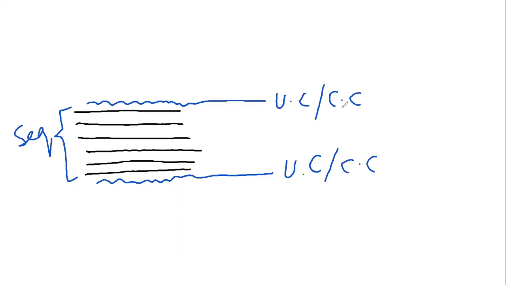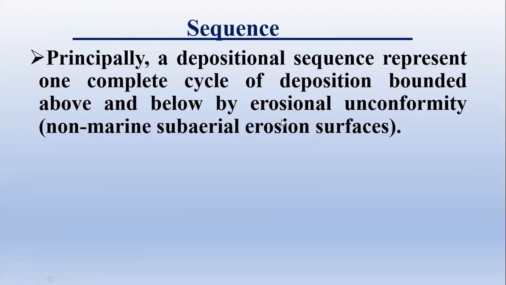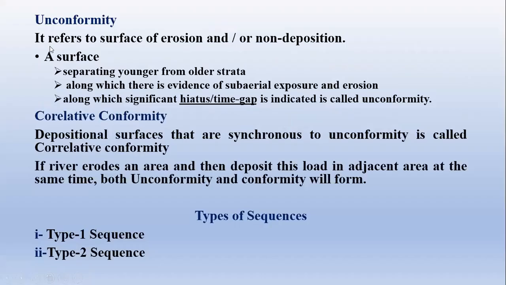Now, what is unconformity and what is its correlative conformity? First, we discuss what is unconformity. Unconformity refers to a surface of erosion and or non-deposition. It may be defined as a surface separating younger strata from older strata and along which there is evidence of subaerial exposure and erosion, and along which significant hiatus or time gap is indicated, then such surface is termed as unconformity.